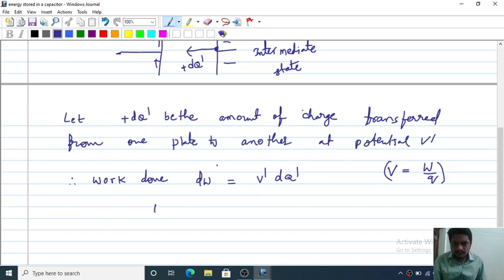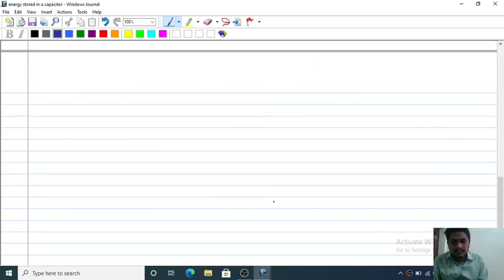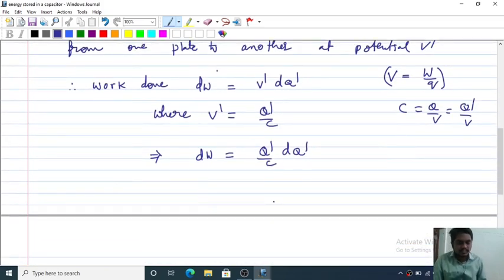Where v dash equals q dash by c, since c equals q by v, or c equals q dash by v dash, so we can write v dash equals q dash by c. Now substitute the value of v dash here: dw equals q dash by c into dq dash. Because v dash is variable, q dash is also variable, and we are integrating with respect to dq dash. C is constant for a given capacitor.